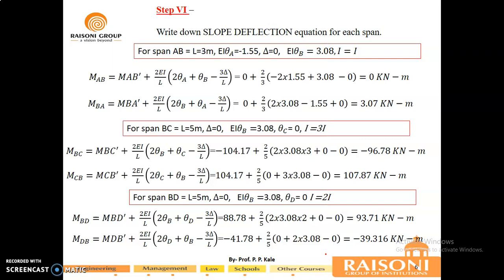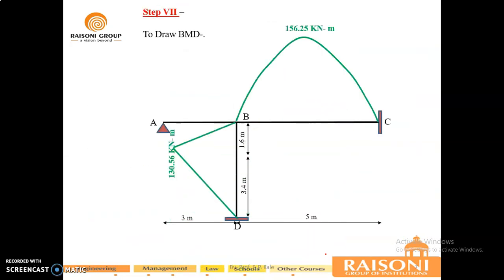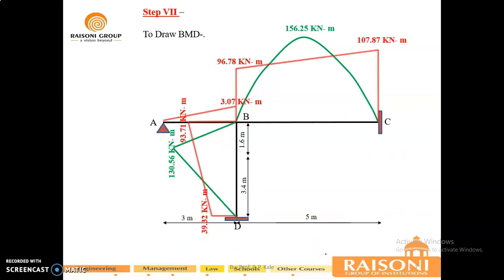Now in step 6, writing down the slope deflection equation for each span and putting in these EI theta A and EI theta B values, we will get these moment values. These are the final moments at each joint, and then we will draw a bending moment diagram for this particular frame structure. Now this green color will show you the free BMD and this red will show you the fixed BMD.